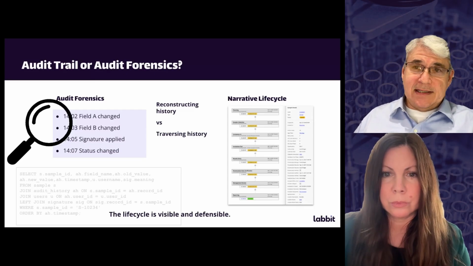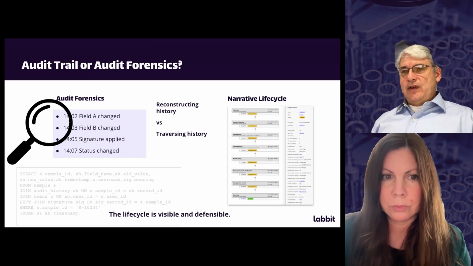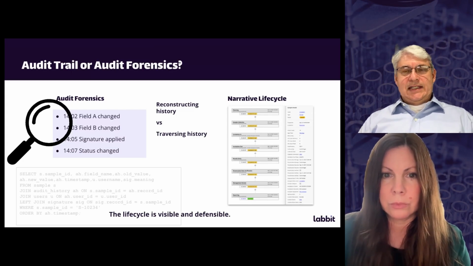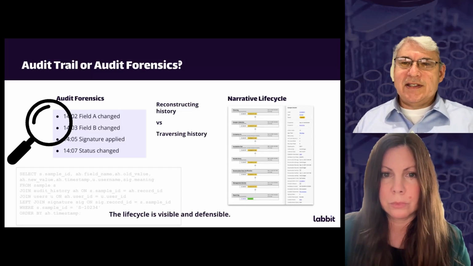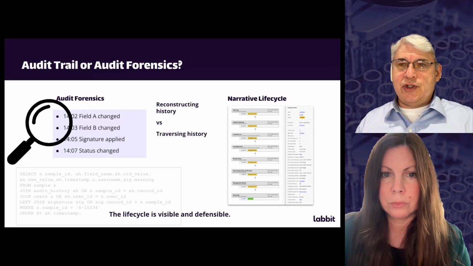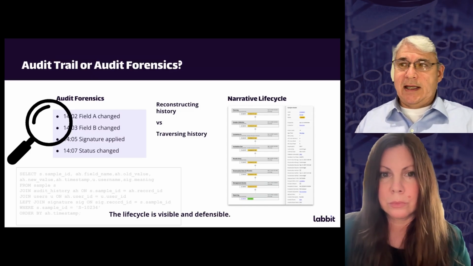In a revision-based graph model, it's no forensics, it's just explicit. This view on the right-hand side is a view from Labbit, and I would say it's my favorite screen in all of Labbit, because it very, very explicitly shows you the history of whatever it is you're looking at. So in this particular case, we're looking at a sample.